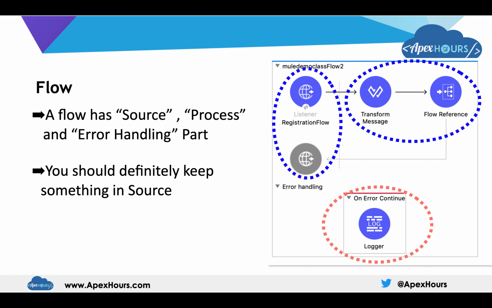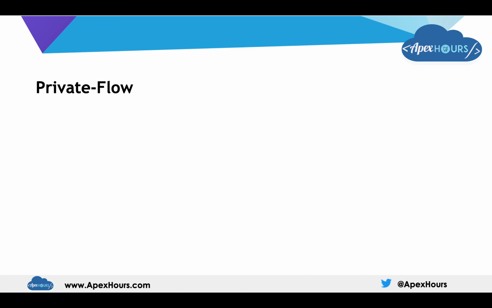A flow has a source, process and error handling part, and you should definitely keep something in the source. On my left side you can see something called registration flow. There is a connector called listener connector, right? You are placing a connector, so that is why it is called a flow. Well, then what is a private flow? What is the difference with a private flow?